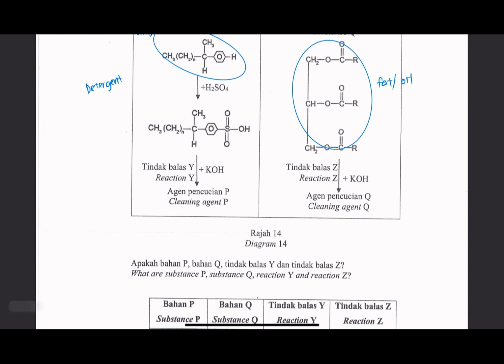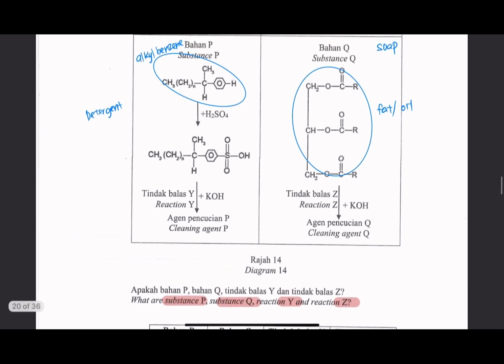What are the substance P, substance Q, reactions Y, and reaction Z? Substance P. Okay, substance P is our alkyl benzene. Substance Q is fat or oil. And then the reactions Y and Z. Where's our reactions Y? Okay, reactions Y over here. This sulfuric acid reacts with potassium hydroxide. So this is neutralization.